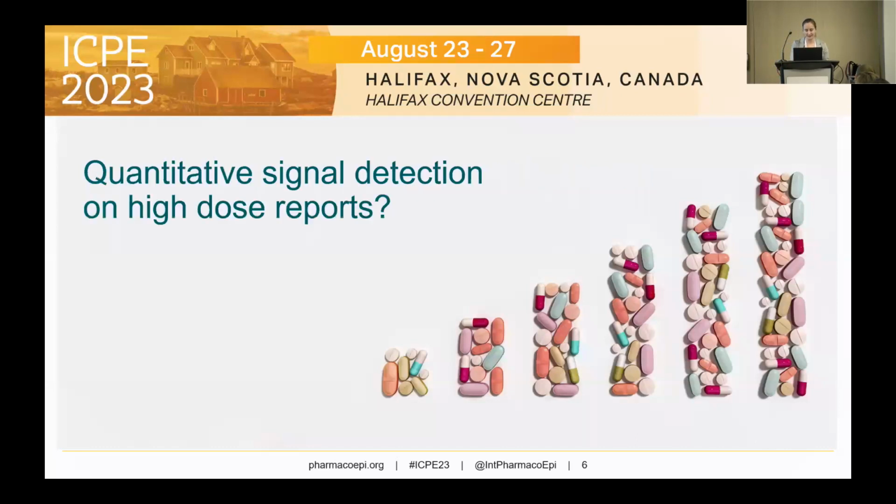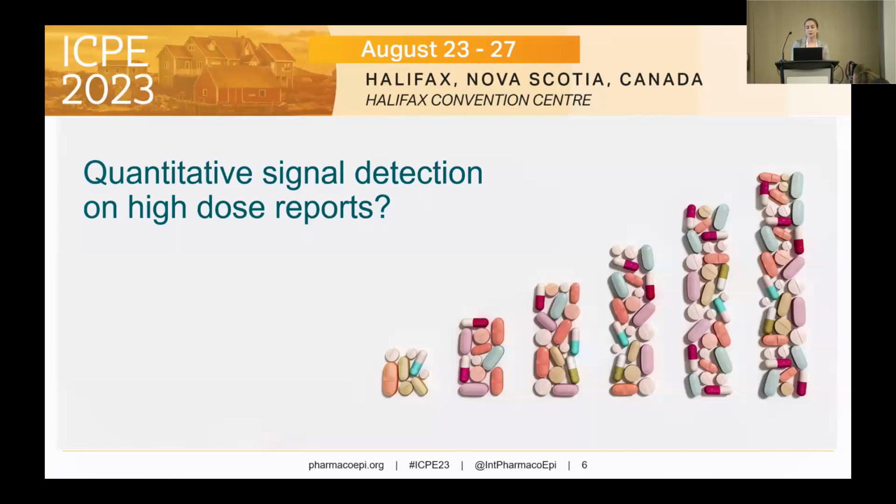It's a bit challenging. So what we wanted to do was to know if we can actually perform quantitative signal detection on reports where a patient has taken a high dose of a drug, so a dose that is higher than the recommended daily dose. What we were looking for was systematic errors, something that happened more often, where maybe we could also see the same root cause multiple times. So maybe the label would be unclear, healthcare professionals would prescribe too high doses, or maybe patients would misunderstand the instructions.